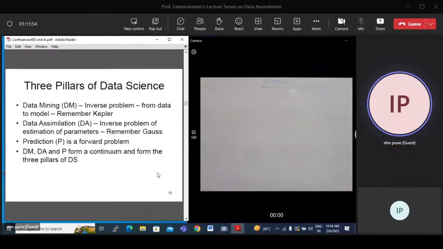So the three pillars of data science: data mining, data assimilation, and prediction. Data mining is going from data to model. Data assimilation is from model to estimation. Prediction is the last problem. So data, model, estimation, prediction.